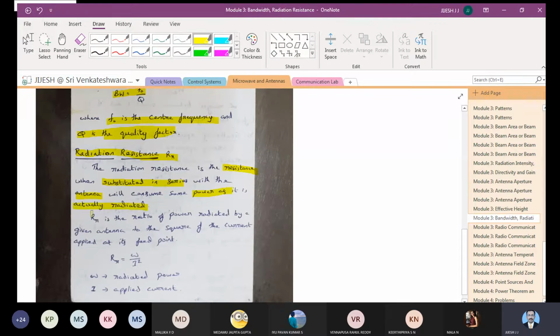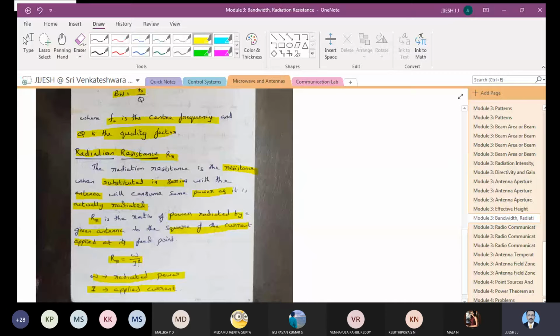That resistance is called the radiation resistance and will consume some power as it is actually radiating. We have also seen the notation, it is RR, and it is the ratio of power radiated by a given antenna to the square of the current applied to the feed point. So you can write it as RR is equal to W by I square, where W is the radiated power and I is the applied current.